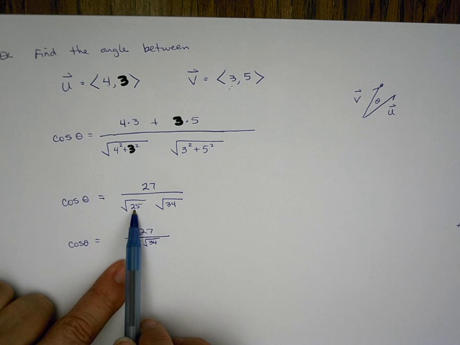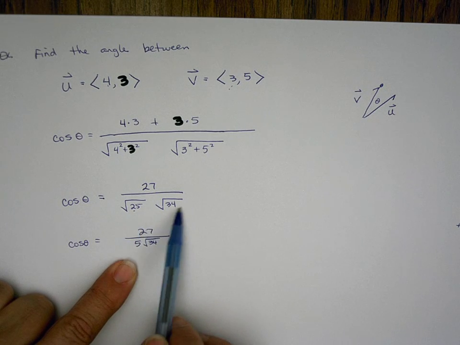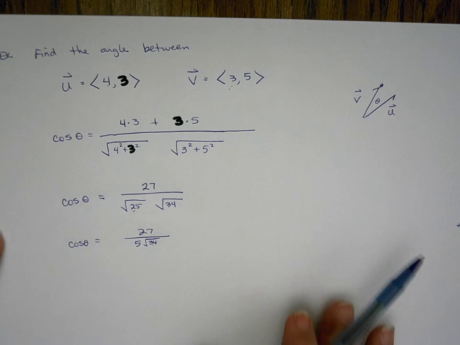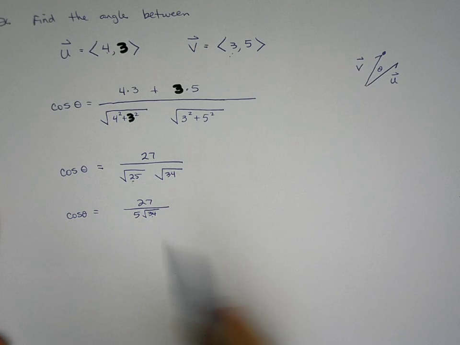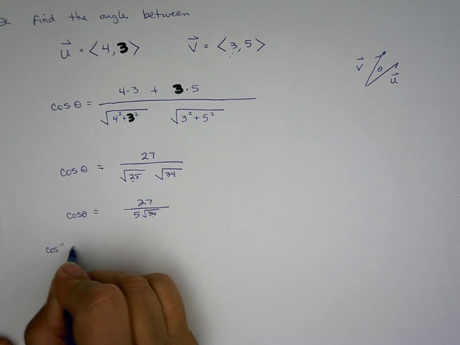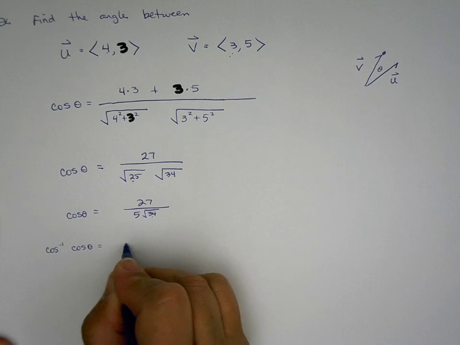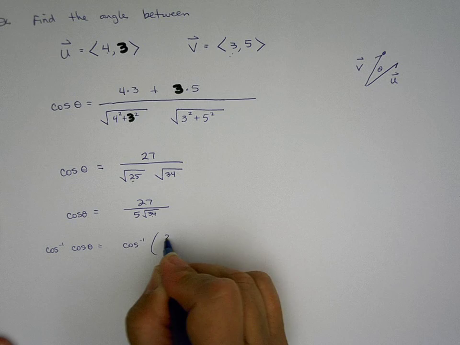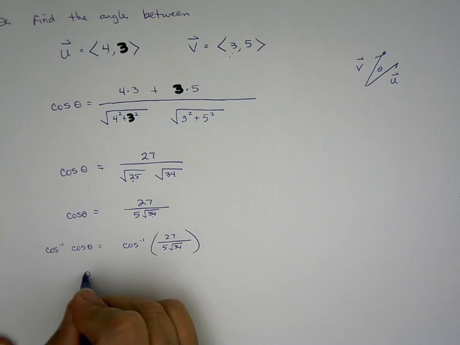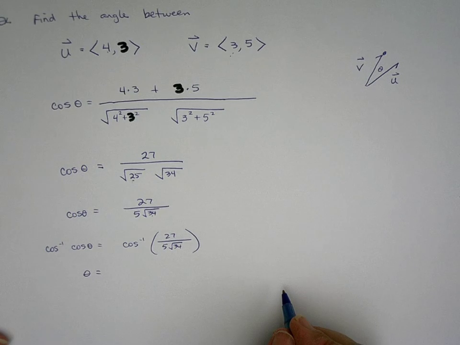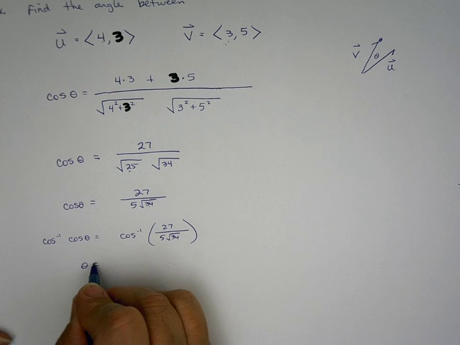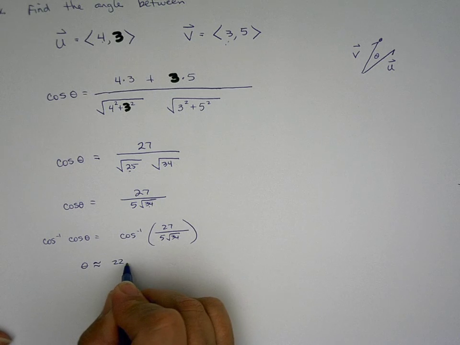Sometimes this is not a perfect square. You could just multiply this all together inside of the root. And that would be all inside the root. You don't need to worry about trying to take any of it out because you're going to do it in your calculator. So then if I want theta by itself, then I'm going to do inverse cosine on both sides. And that comes out to approximately 22.2 degrees.